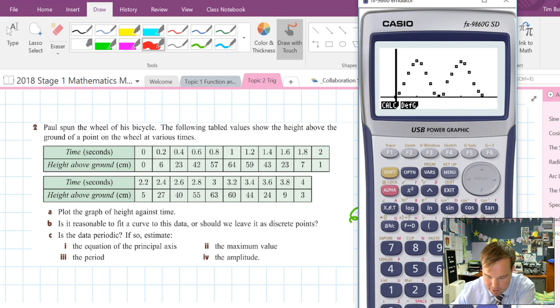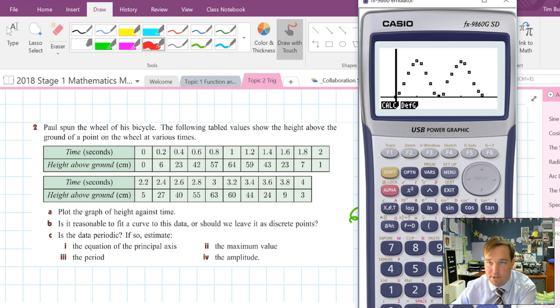Is it reasonable to fit a curve to this data, or should we leave it as discrete points? Yes, it's reasonable to fit a curve to the data. The points move very smoothly, and we can imagine going through there with a curve. Now, is the data periodic? If so, estimate the equation of the principal axis. Well, that's hard to do given we can't see a scale there.